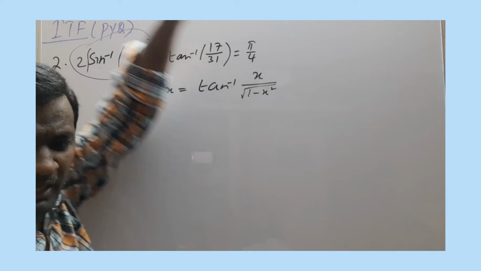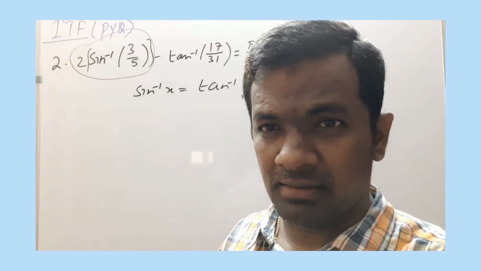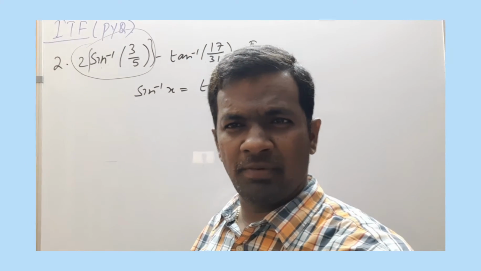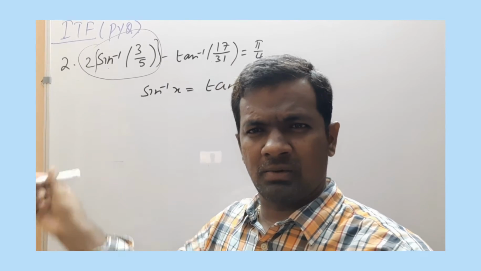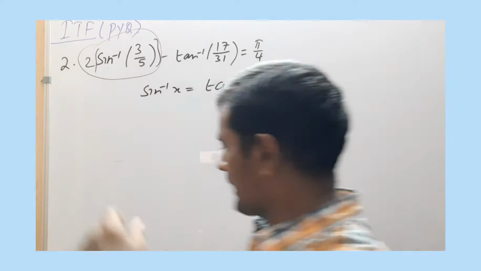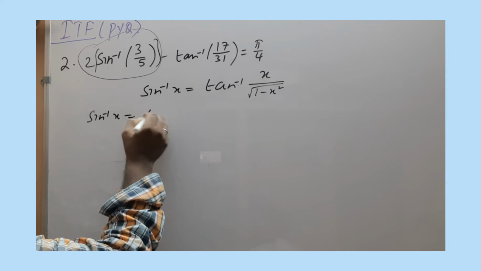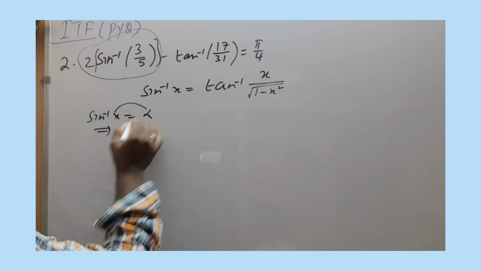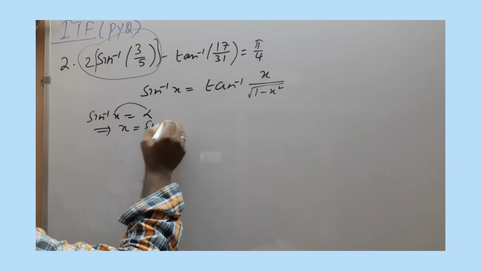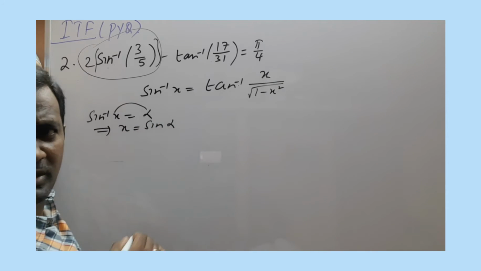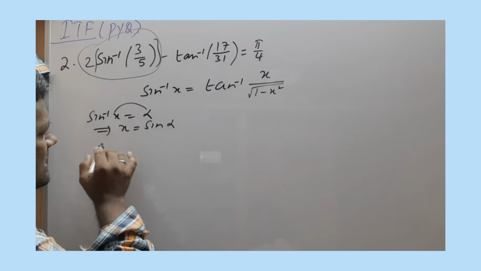Consider this right angle triangle. How can it be written, sir? Yes, consider it in the form of a right angle triangle. You can get the answer quite easily. Right? If you say here sine inverse x is equal to alpha, in fact, yes, x is equal to sine alpha. X is equal to sine alpha.